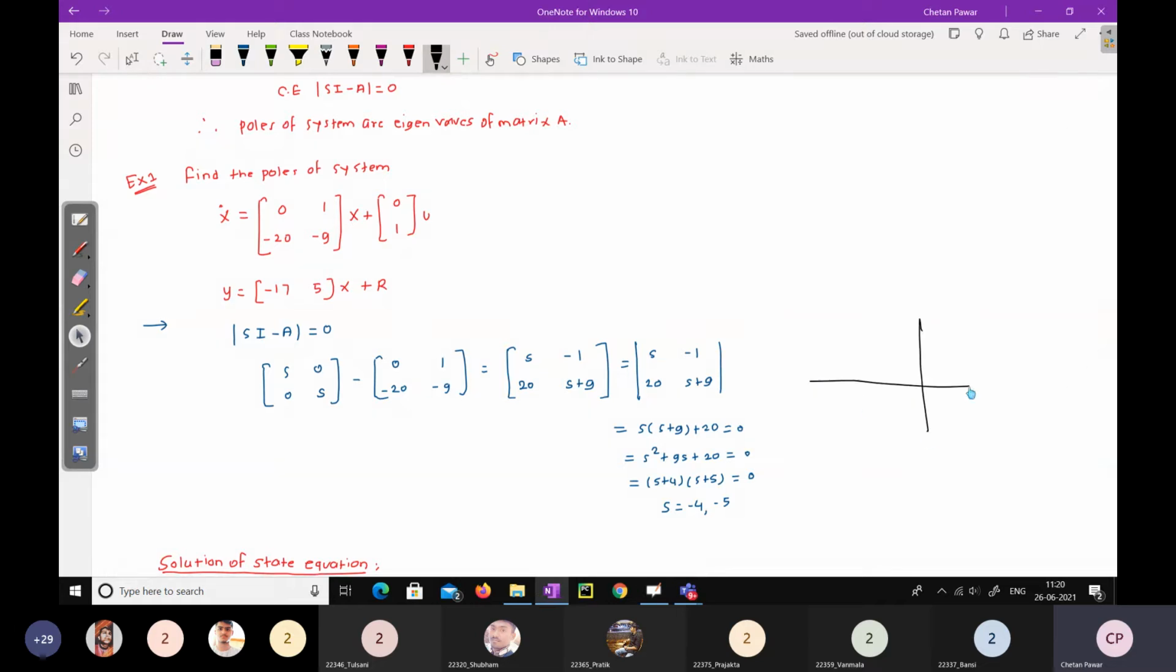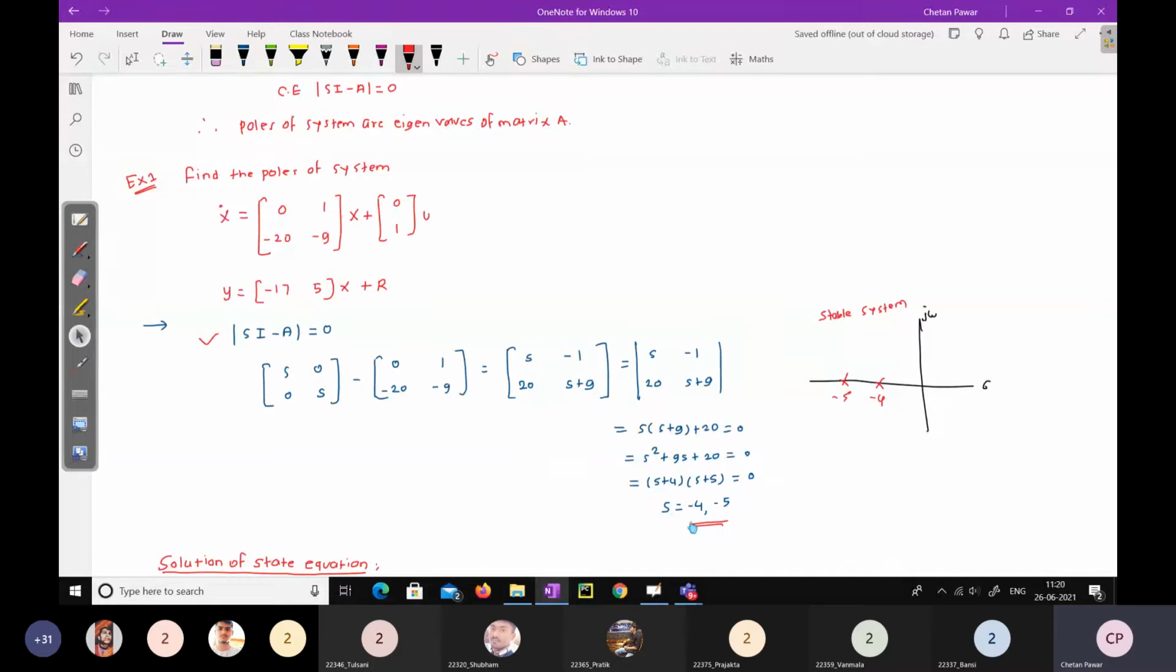Poles are minus 4 and minus 5. Stable system, right? Poles are lying in the left hand side of the S plane, not the right hand side. Minus 4, minus 5, so it is a stable system. If they give you state space equations, you can determine the system stability like this: take the determinant, equate it with 0 and find the roots. This way, you can find the stability of the system if they give you state equations.